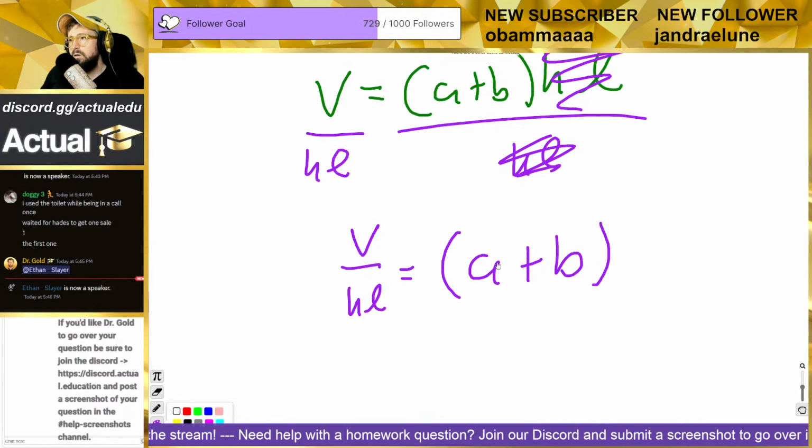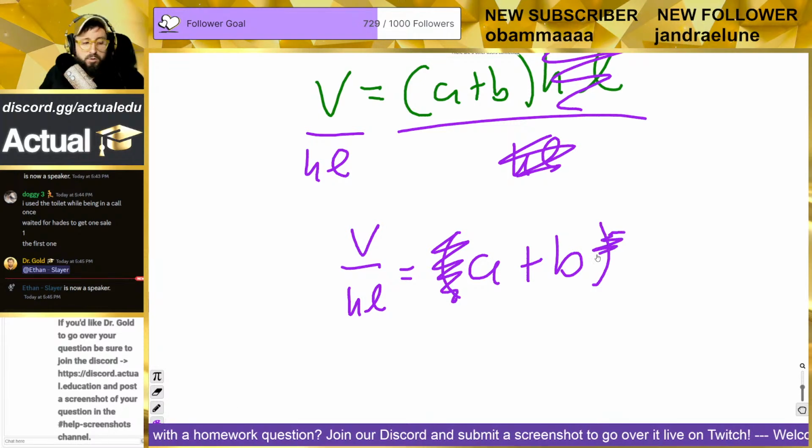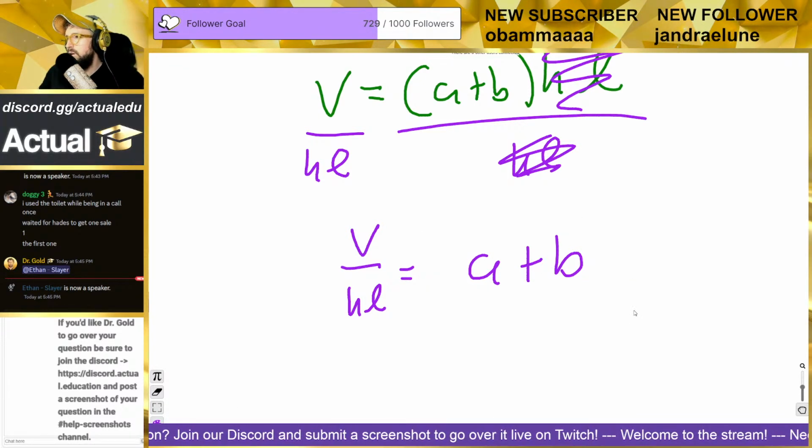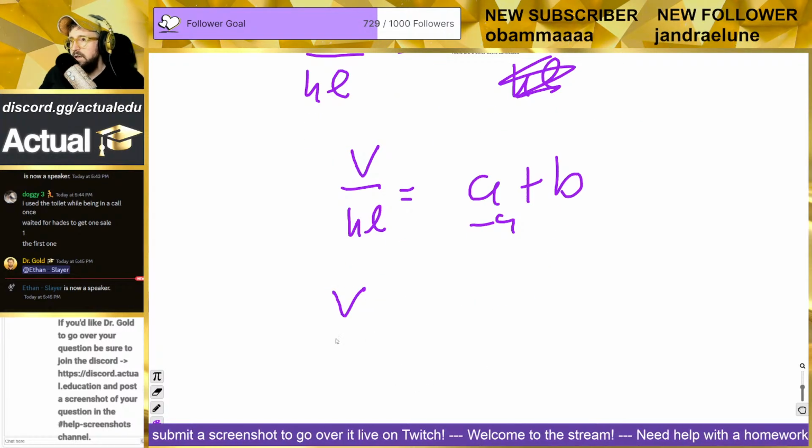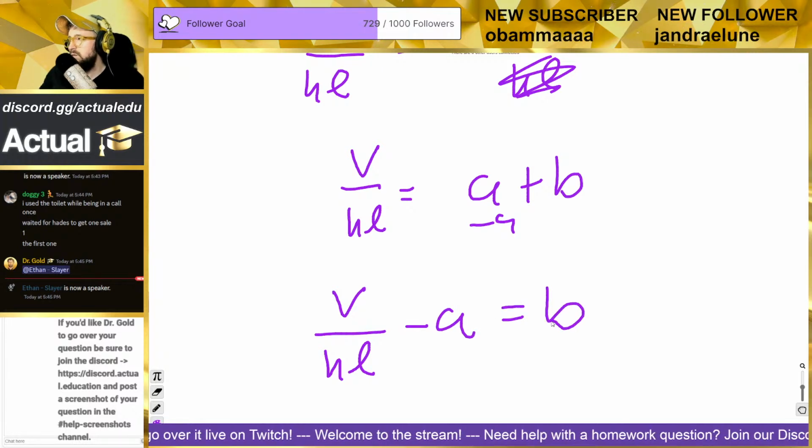Now you can minus a, since it'll make it a lot smoother. Good. You can also get rid of these parentheses. We don't need them anymore, because they're not doing anything. It's just two things. Good. So you can minus a. Okay. So now you get V over HL minus a is equal to b.